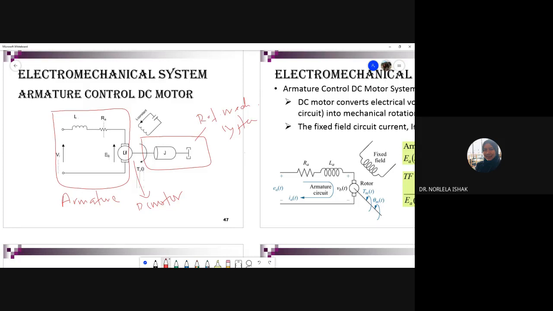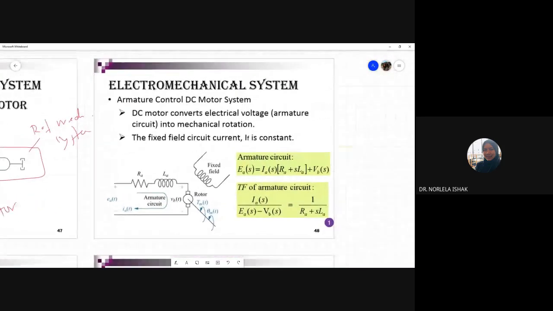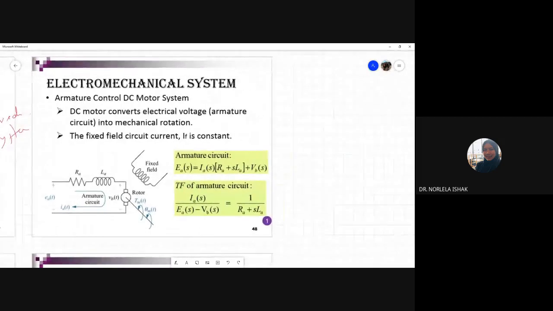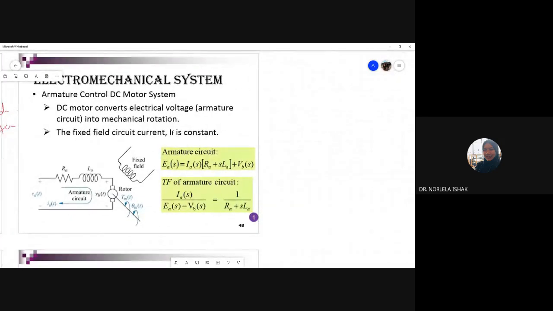From here you have to derive the transfer function, or you have to derive the equation for each subsystem. So you have to derive the equation for each subsystem. Okay, let's go through our first case study.